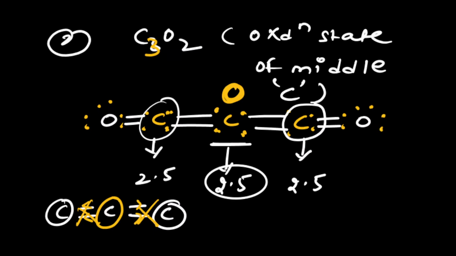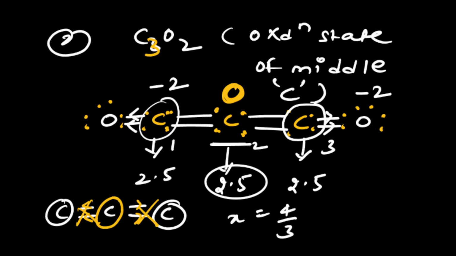Now coming to the carbon number 1. This is carbon number 2 and carbon number 3. If you come to carbon number 1, it is losing 2 electrons towards oxygen, because oxygen is more electronegative. So it will lose the 2 electrons, so its oxidation number is minus 2. Now here the X will be 4 by 3.